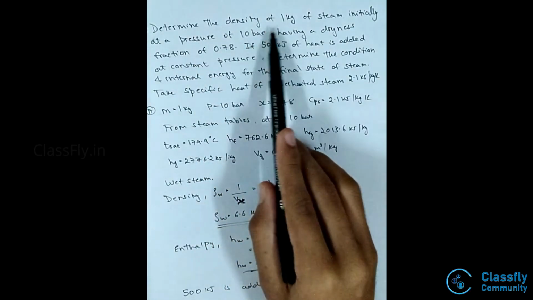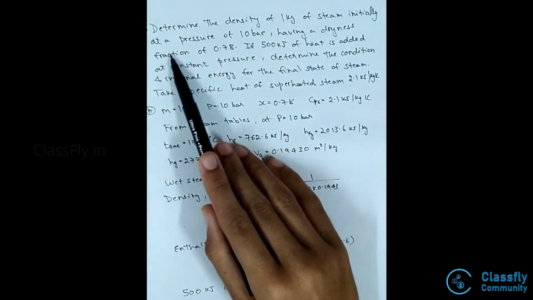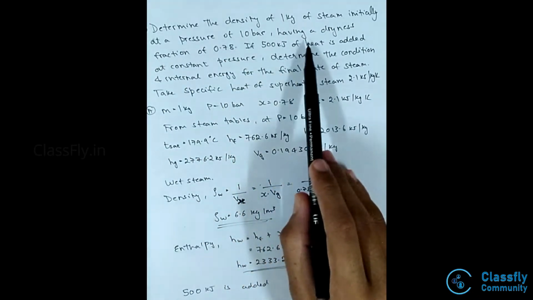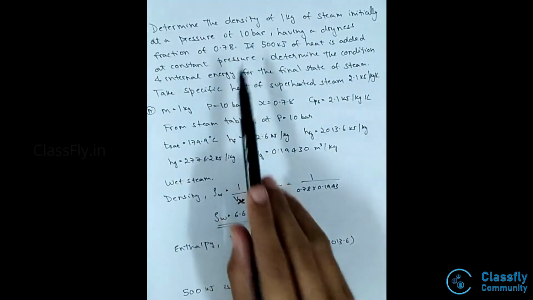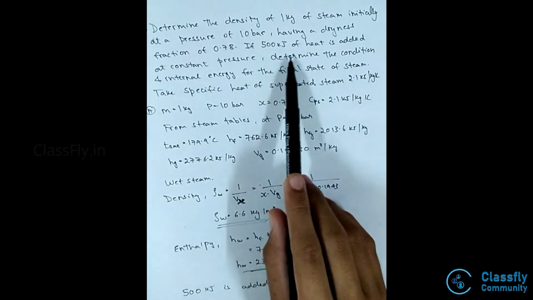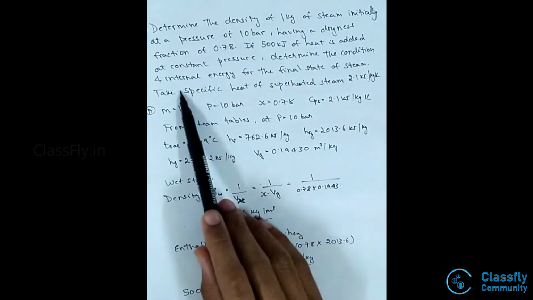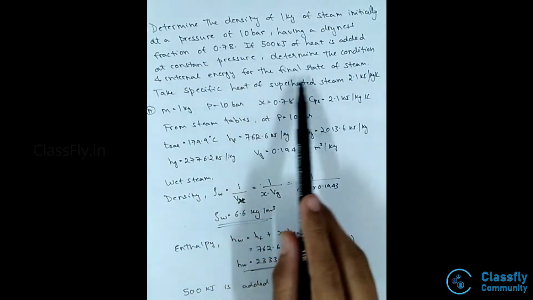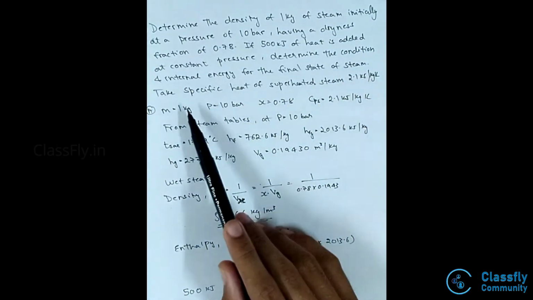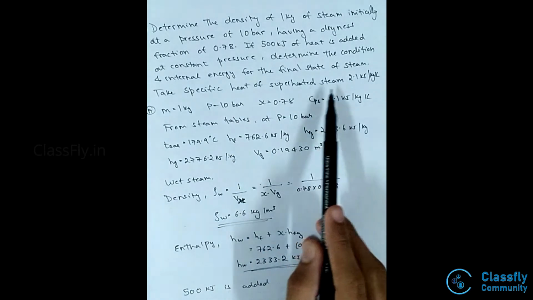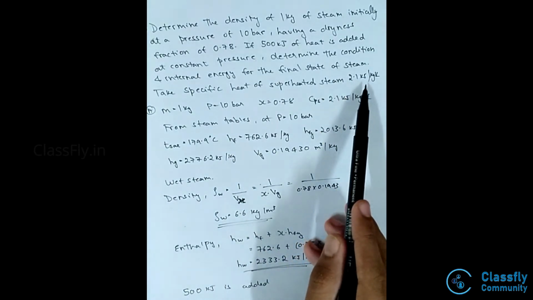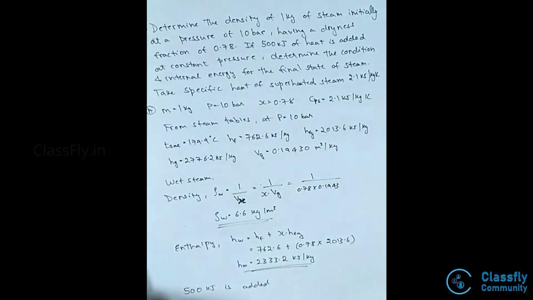Determine the density of 1 kg of steam initially at a pressure of 10 bar having a dryness fraction of 0.78. If 500 kilojoules of heat is added at constant pressure, determine the condition and internal energy for the final state of the steam. Take the specific heat of the superheated steam as 2.1 kilojoules per kg Kelvin.